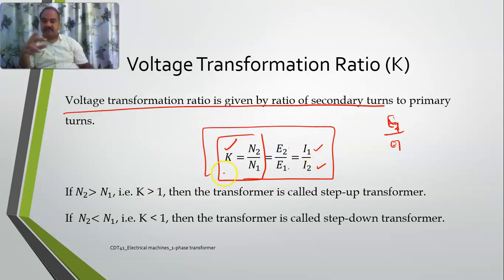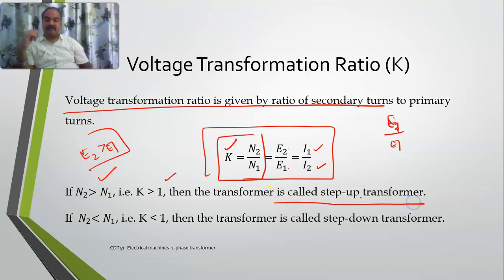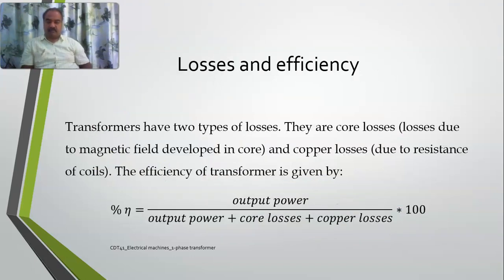As already said, if N2 is greater than N1, which means K is greater than 1, what will you get? E2 will be higher than E1, which means you are stepping up the voltage. That's why the transformer is called a step up transformer. If N2 is less than N1, then the voltage goes down. We will call it a step down transformer. Understand?